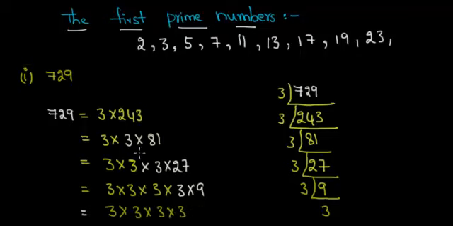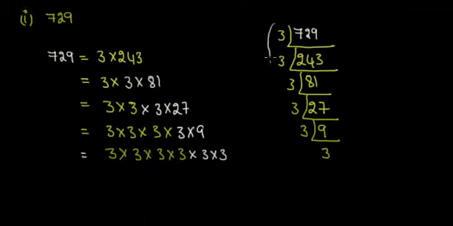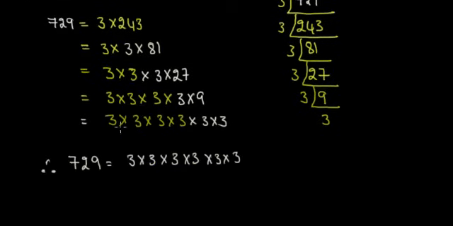Thus we can see that we get all factors as prime numbers, and on the left hand side we have 729 as the product of prime numbers. So we can write 729 as the product of 3 times 3 and then 3 times 3 times 3 times 3.